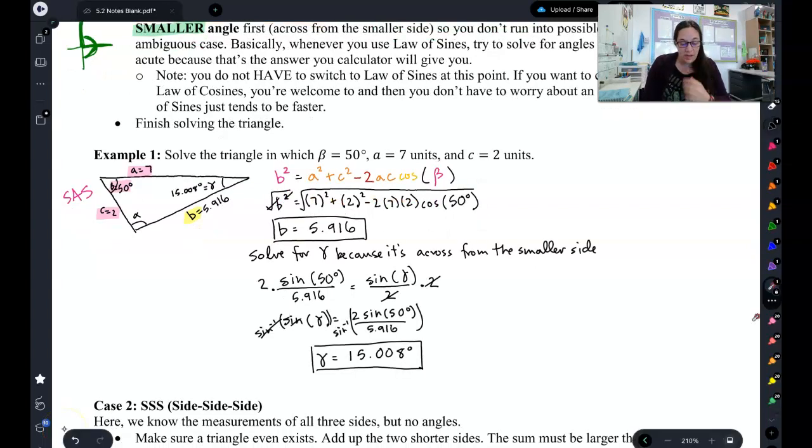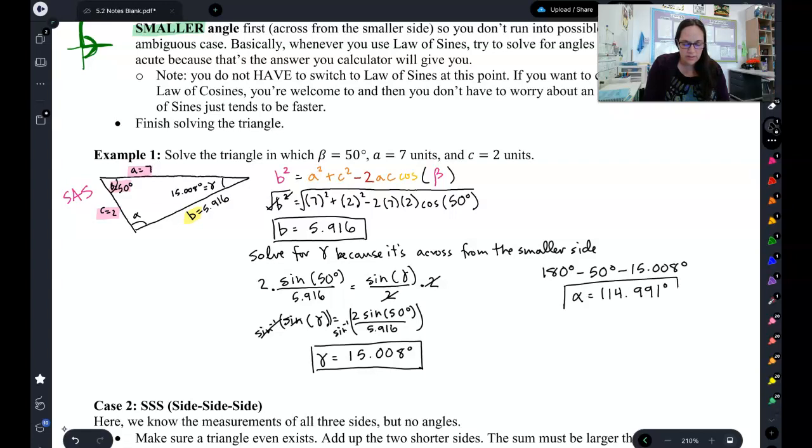Let's check your work. I got 15.008 degrees for gamma. So there's my gamma. Now this triangle is basically solved for. All I need left is to find alpha. And since I know two of the angles, I can just use my 180 rule. So 180 minus 50 minus 15.008 gives me that alpha is 114.991 degrees. And now the triangle is completely solved for.